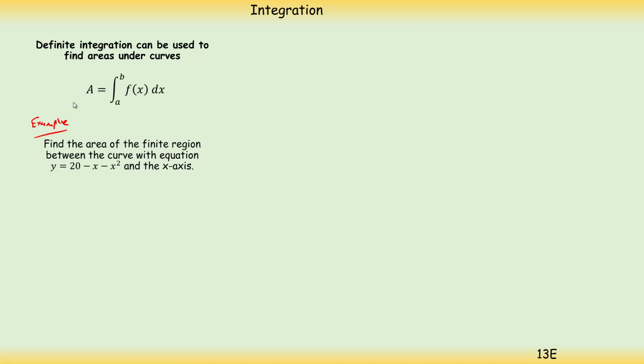Okay, so we're going to try out our shiny new formula. It's on this example here. Find the area of the finite region between the curve with equation y equals 20 minus x squared and the x-axis. Right, so I've got to find the area under the curve, but I don't have any coordinates for where it hits the x-axis. How can I find that out?